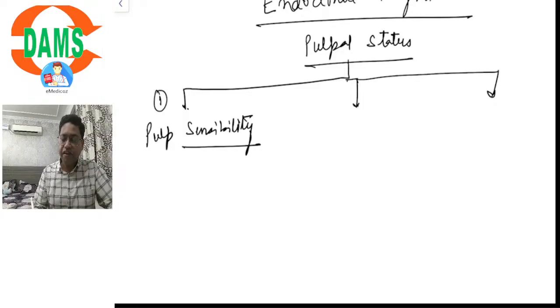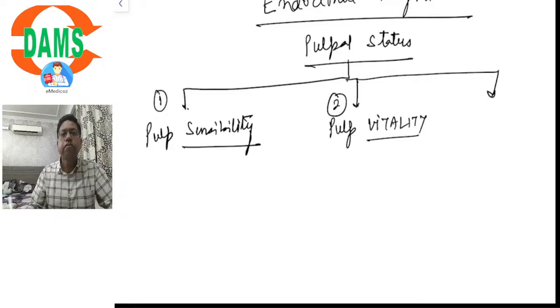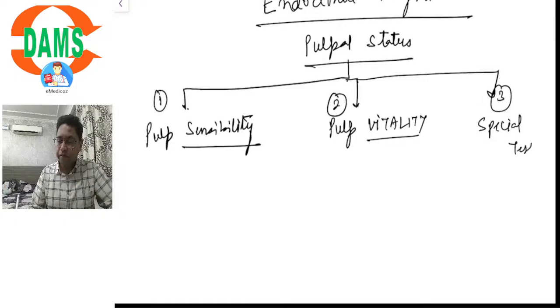The second category of tests are called pulp vitality tests. And the third category of tests, which are generally used clinically, are called special tests. These are the three principal types of tests that we employ for diagnosing the pulpal condition or status.